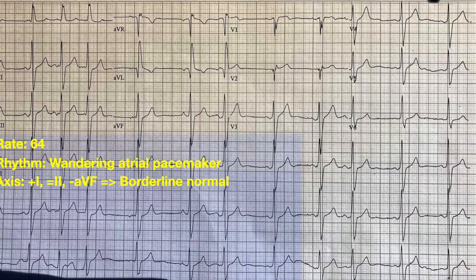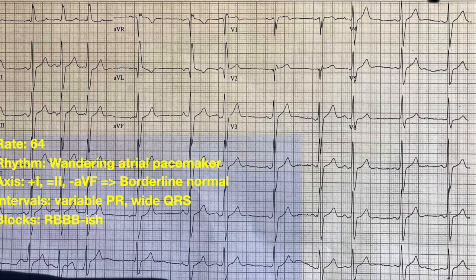So positive in 1 and negative in AVF puts you in the kind of borderline territory. Perpendicular to lead 2 essentially gives you an axis of like negative 30 degrees, which is, again, borderline normal, almost left axis deviation, but we'll call it normal. And again, if you don't like axis, it's usually not terribly helpful in this case, but we'll call it borderline normal here. How about the intervals themselves?